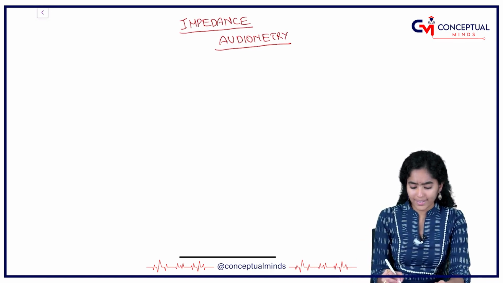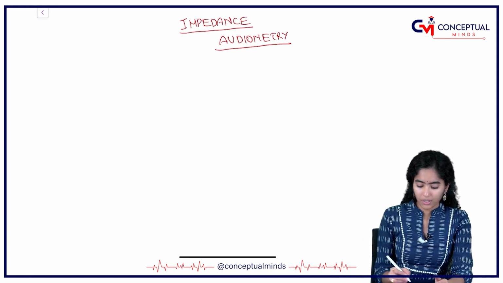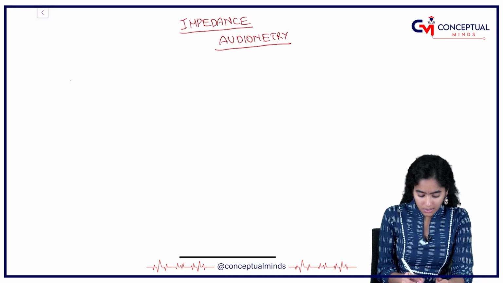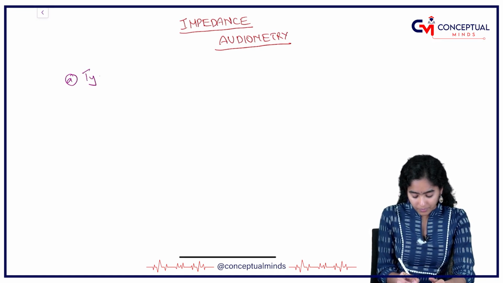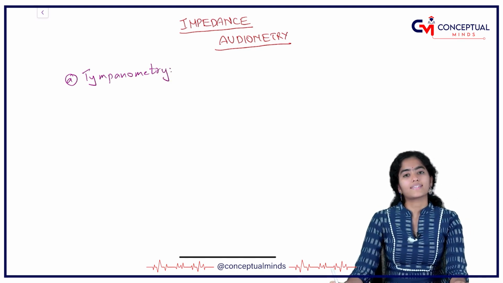So there are two components in impedance audiometry. The first component is called tympanometry. Let us see what is tympanometry.